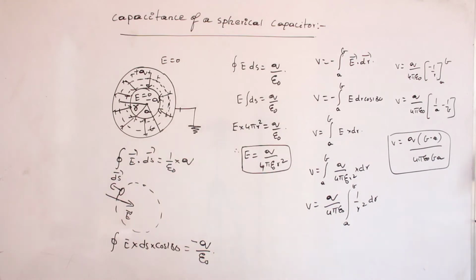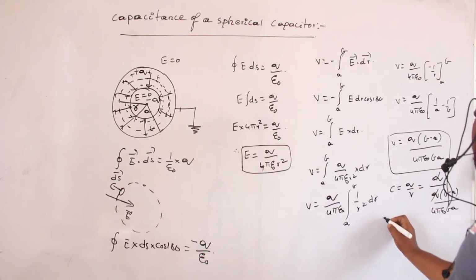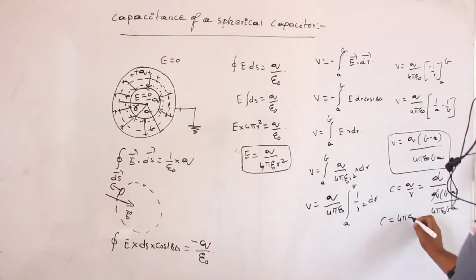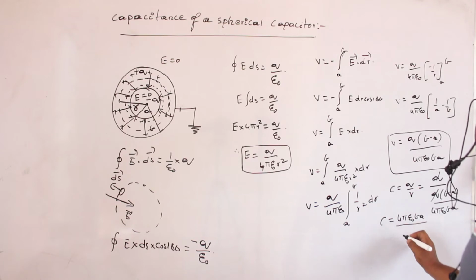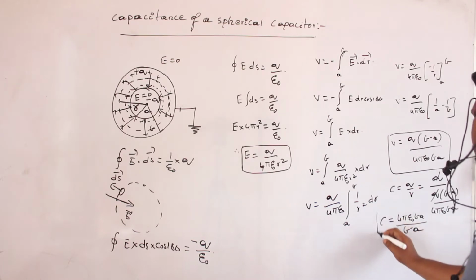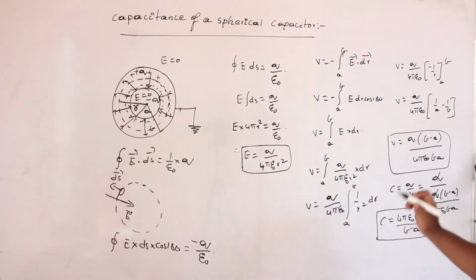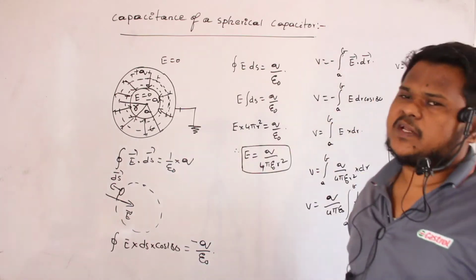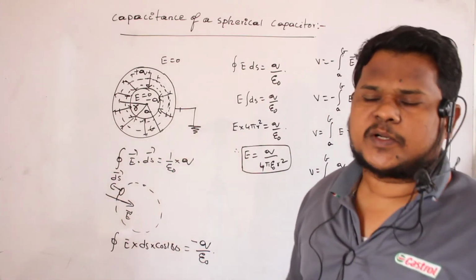If I know the potential difference, very easily I can calculate capacitance, because C is equals to Q divided by V. So Q divided by potential difference is Q into B minus A divided by 4 pi E naught into BA. Q and Q get cancelled. So capacitance is equals to 4 pi E naught BA divided by B minus A. Clear? So this will be our equation for capacitance of a spherical capacitor. Make a note up to here.